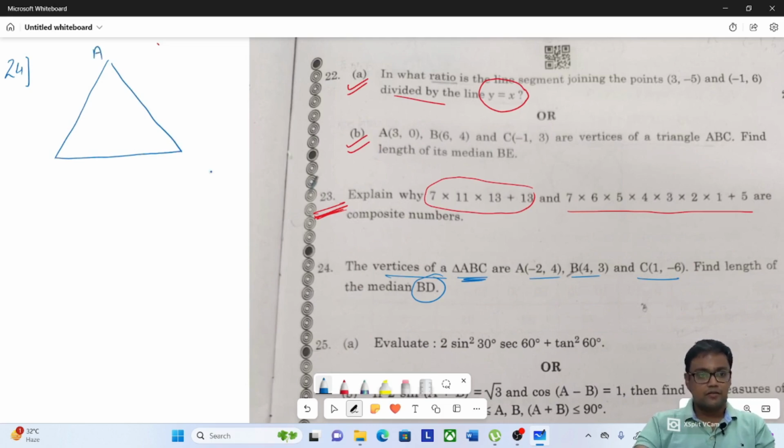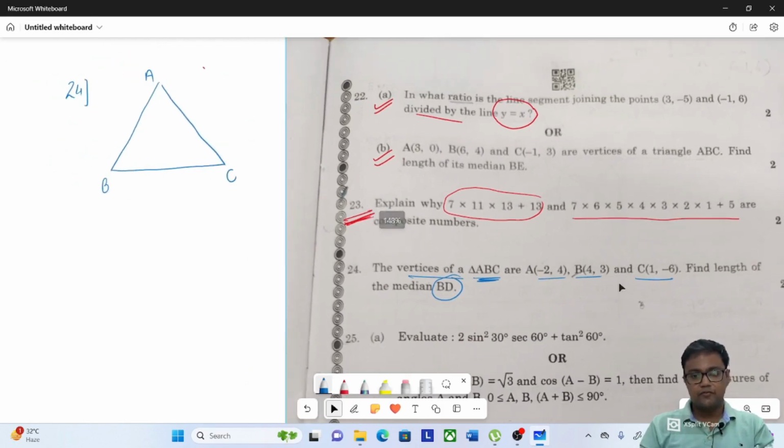Vertices are given to you, ABC. Find the length of the median BD. So, BD, what would BD do? BD is a median. Like in that case, you had BE as median, so here BD is, so there is no difference, E has just become D.